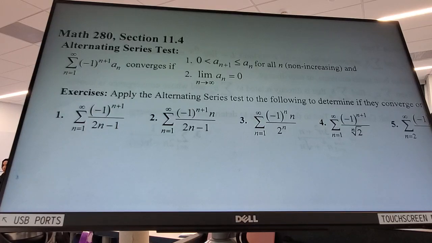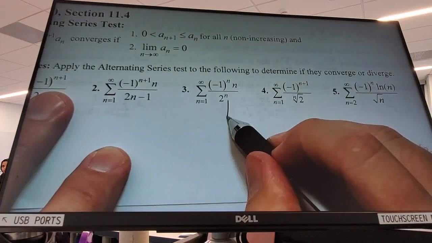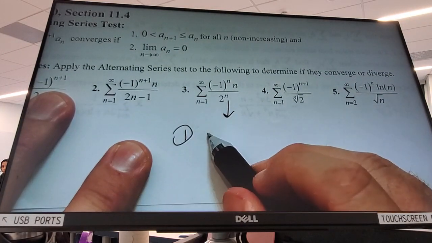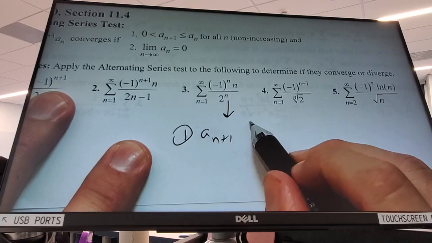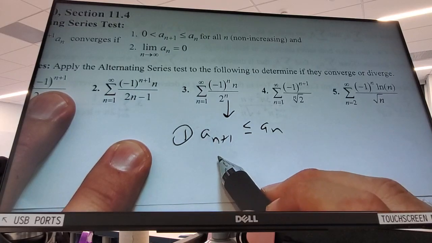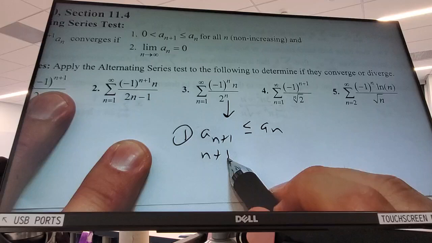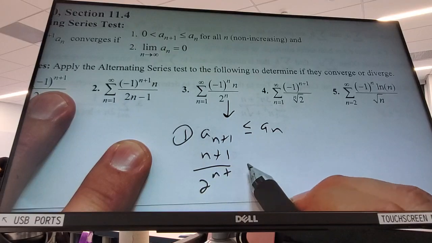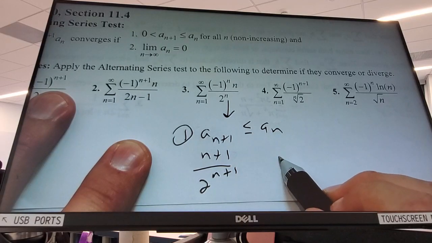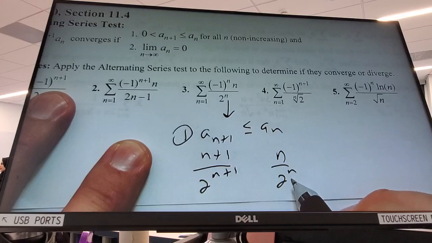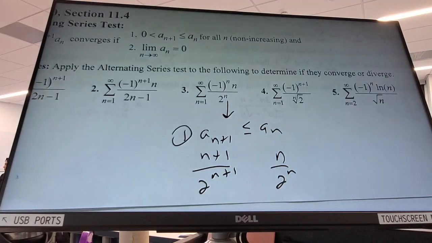Do you guys remember how to show number 1? There's 2 ways. One of them doesn't work that often. If I wanted to do this and show number 1, I'd have to show a_n plus 1 is less than or equal to a_n. So then I have to cross multiply and try to see if I can show that it's less than or equal to this. And very often that's not easy.